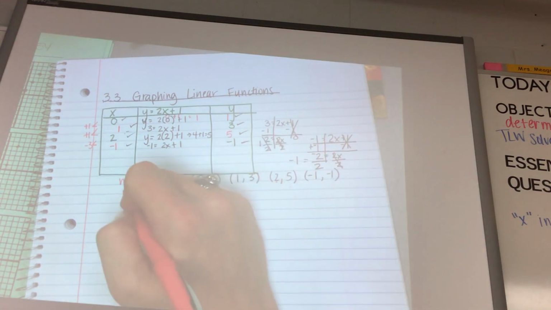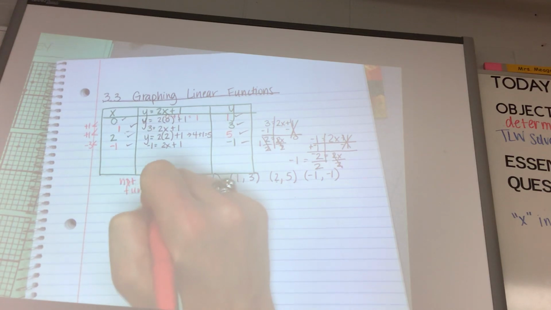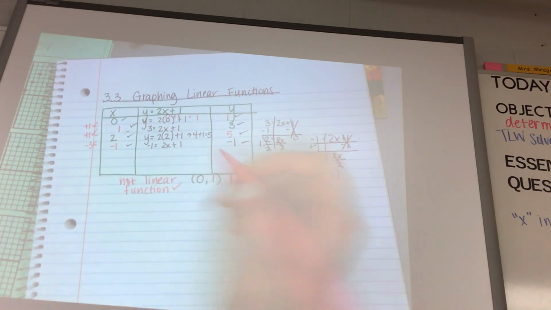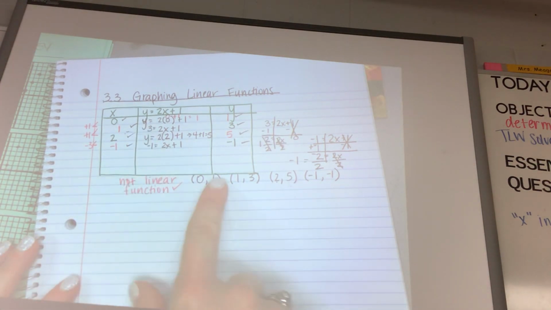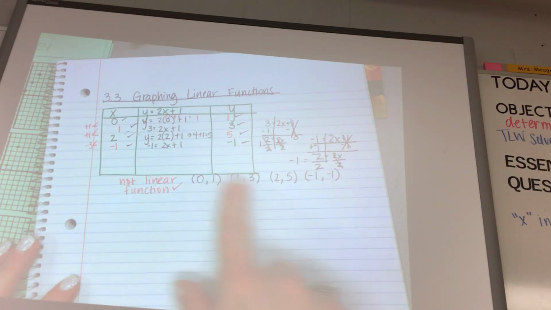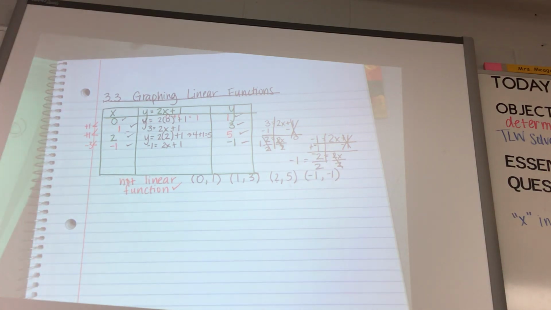Okay? So now you're able to, we've been doing these on our builders a little bit, but it's not been in a table form. And now you could really plot these on a graph. If I gave you some graph paper, you could plot 0, 1, 1, 3, 2, 5, and negative 1, negative 1. Okay? So we have one more thing we want to cover for tonight.